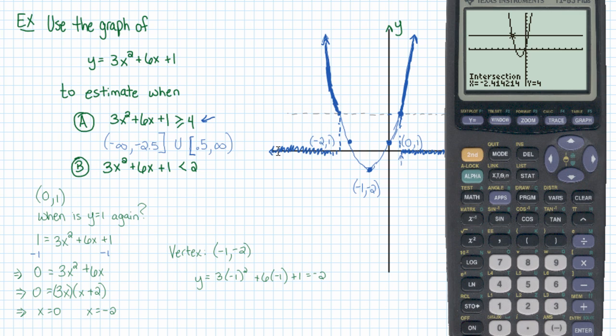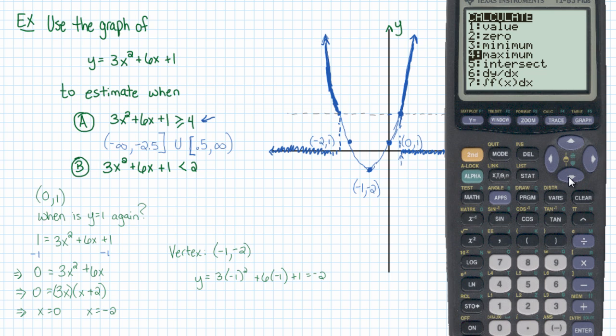Actually, our guess is pretty good. We said negative 2.5. That's pretty good. I was worried it was going to be bad. So in reality, it's negative 2.4 is the x value where they intersect. Now I can do that again to find out where they intersect on the right-hand side. Remember, we said it intersects at 0.5. Let's see what happens here. Second, calculate.